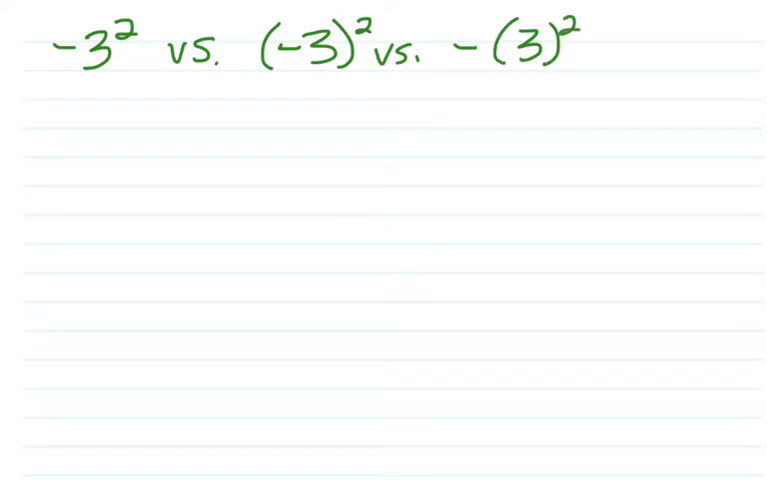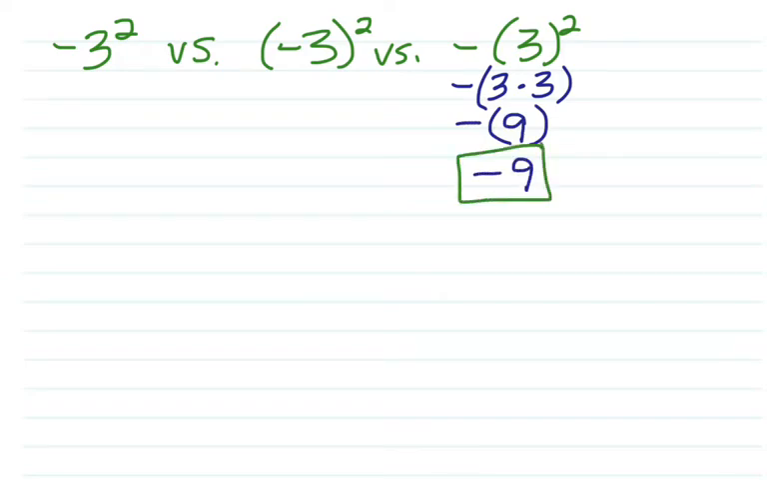So which of these things is not like the other? They all look different, but which ones are different? So this one, we've got no parentheses, so the exponent is sitting on the shoulder of just the 3. We're going to do 3 times 3, and then at the end we're going to throw on a negative. So it's going to stay negative 9.